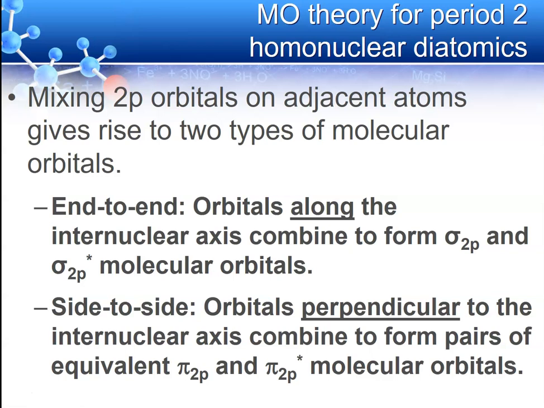You might remember from valence bond theory that when we form sigma bonds, that was end-to-end overlap. We can also have side-to-side overlap. So orbitals form perpendicular to the internuclear axis, and they combine to form pairs of pi 2p and pi star 2p, and we get 2 of those. So we have 1 set of end-to-end and 2 sets of side-to-side.